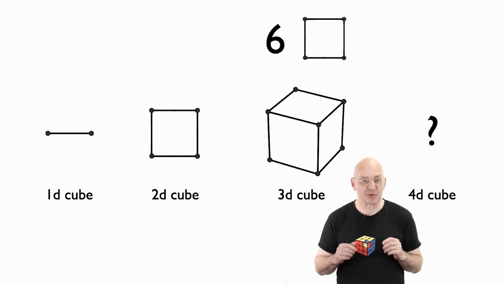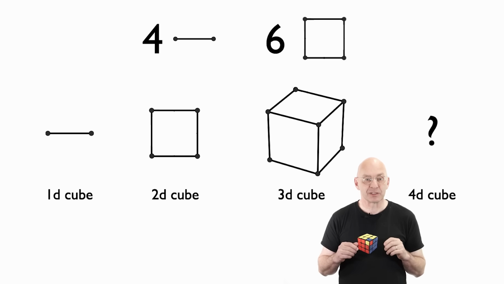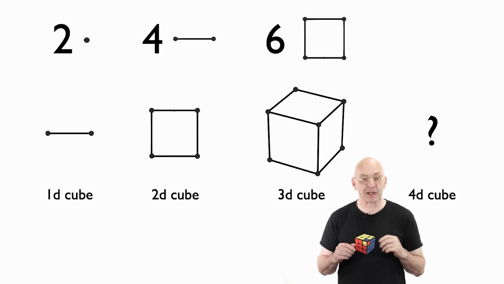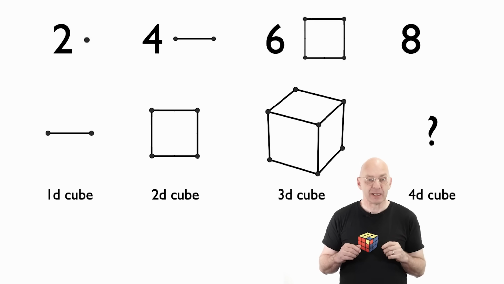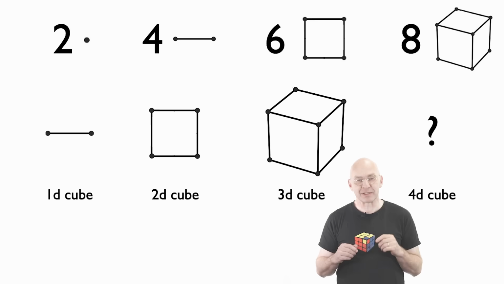A square is just a 2D cube. Next, a 2D cube has 4 1D cube sides. And a 1D cube has 2 0D cube sides. A 0D cube is just a point. And so 2, 4, 6, what comes next? 2, 4, 6, 8 of course. 8 of what? 8 3D cube sides of course.